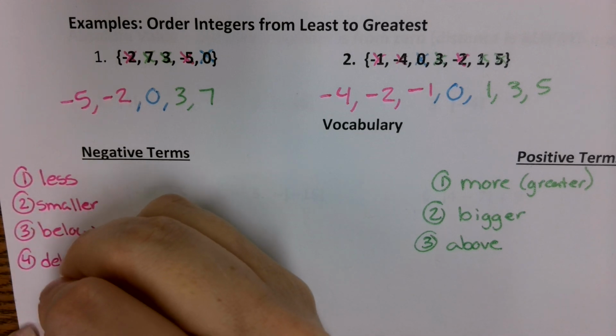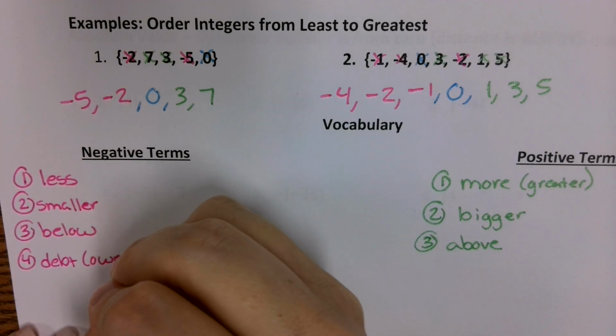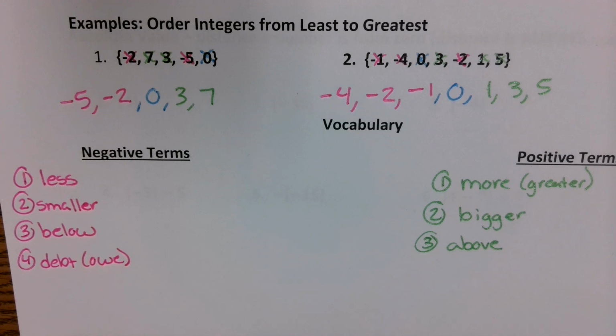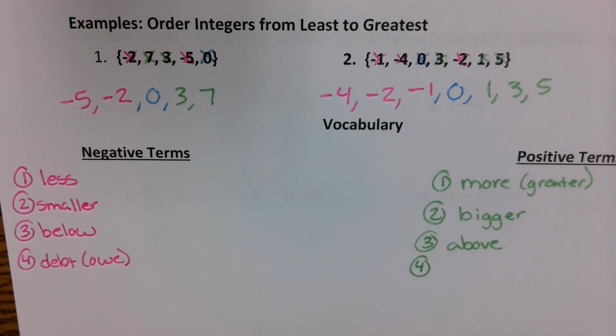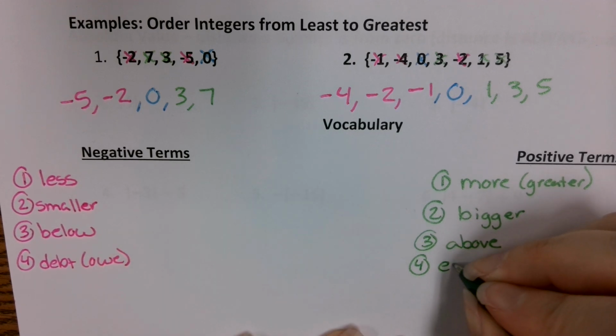If you are in debt, that means that you owe money. That's a negative thing. When we're in debt or we owe money to somebody, that's a negative. What would be the opposite of owing someone money? Owing means you have to pay them back, right? Another word for receiving is you're earning it. When you receive something, you earn something. So instead of owing money to somebody, you are earning money from somebody.